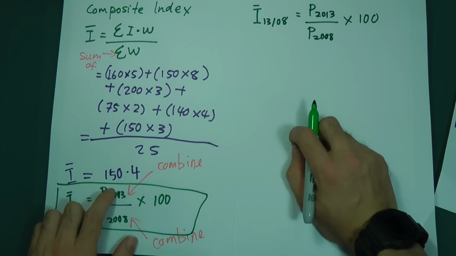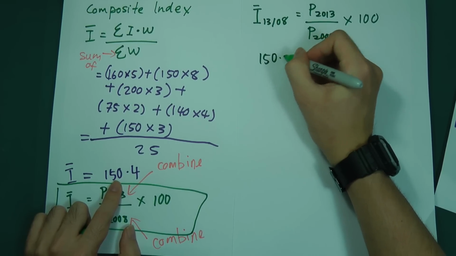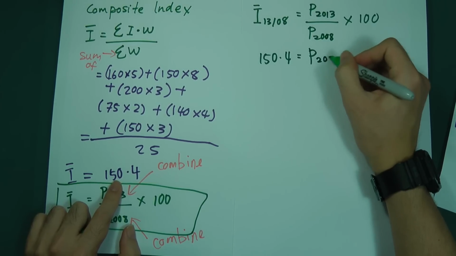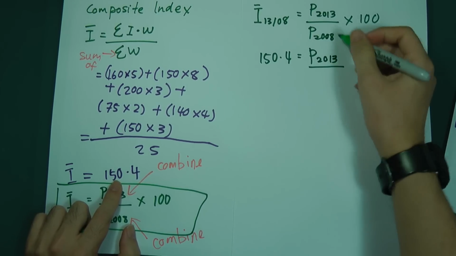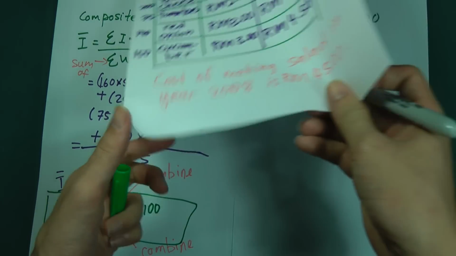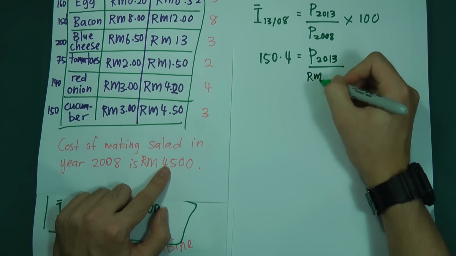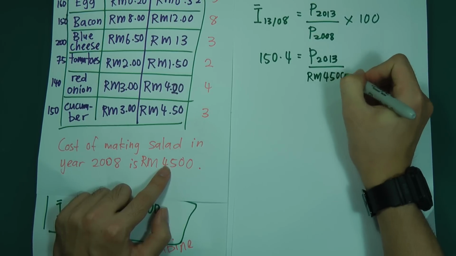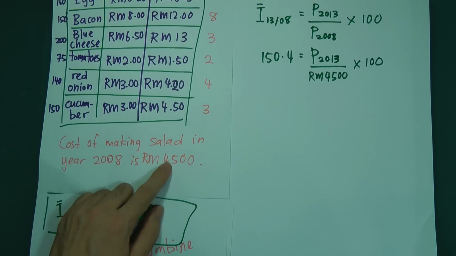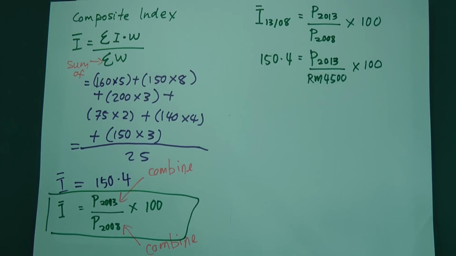We calculated the composite index just now. It's 150.4, and then we do not know the cost for 2013 because this is what we want to find. We want to find how much the cost increased compared to year 2008, because in year 2008 we only used RM4,500 multiplied by 100. So I just substitute all the information I have into the formula.